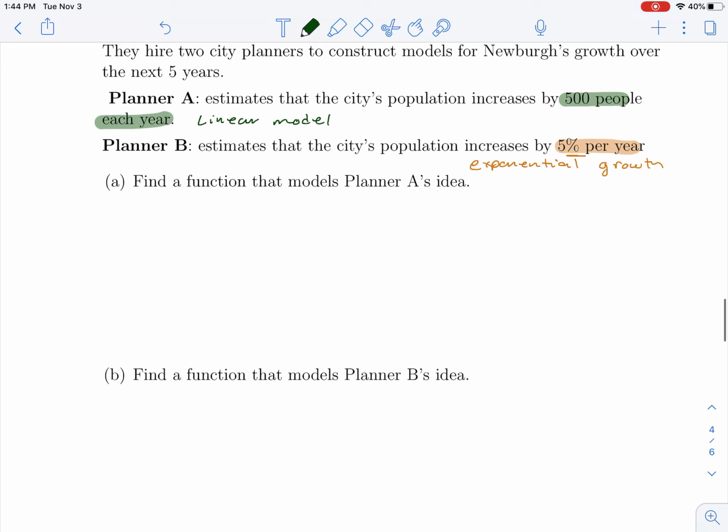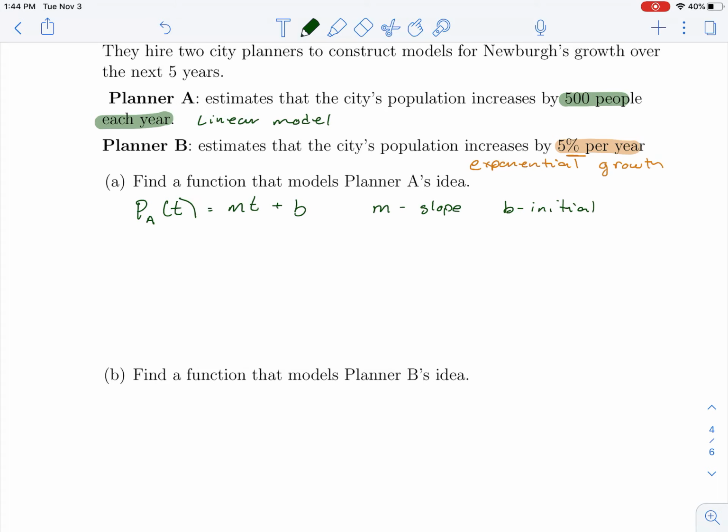So let's focus on planner A first. Planner A, it's a linear model. So let's call this population of sub A, so P sub A, over this specific time. That's just what we're going to call our function. So we know that linear models look like y equals mx plus b. So we're just going to call this mt plus b, right? m is our slope, and b is our initial condition.